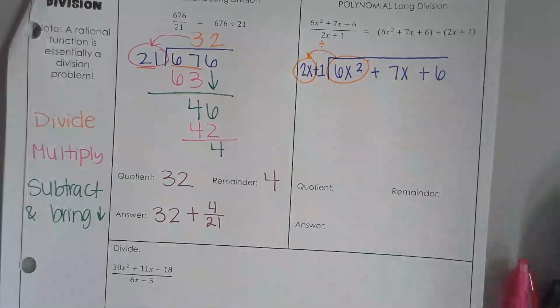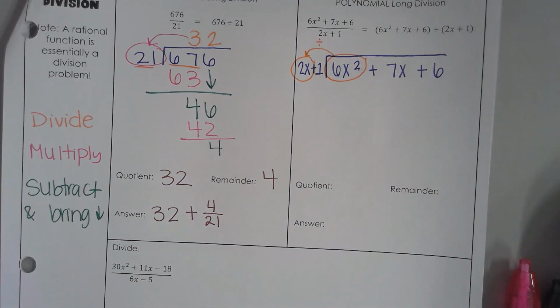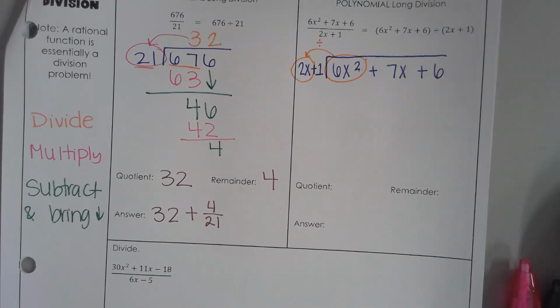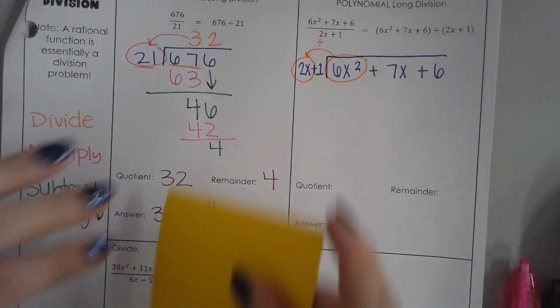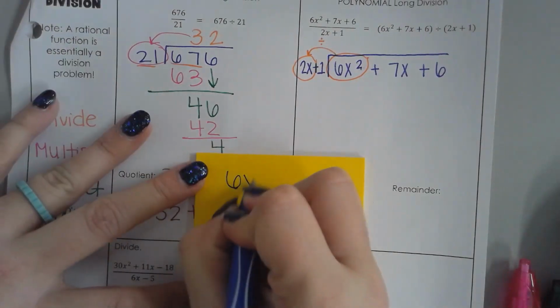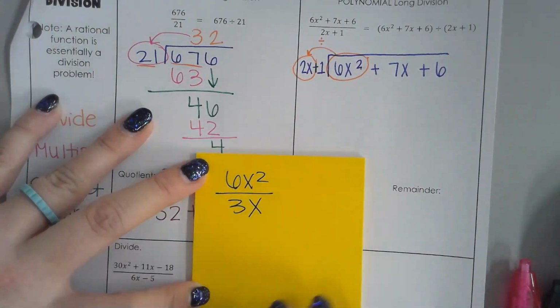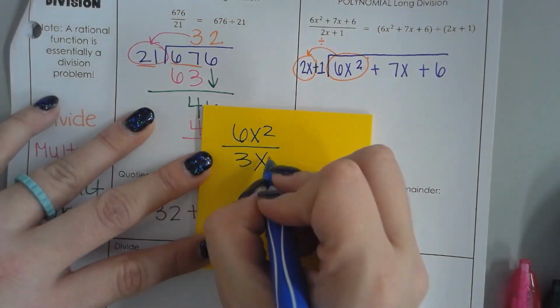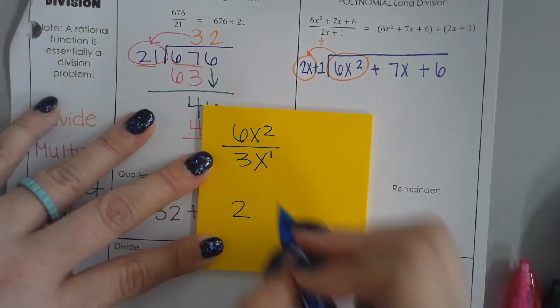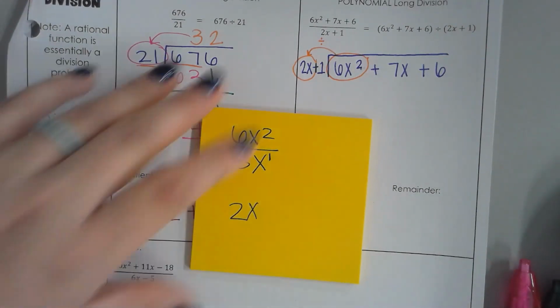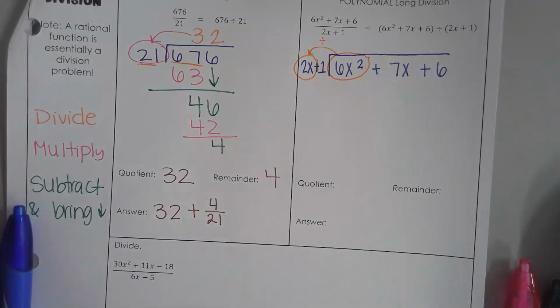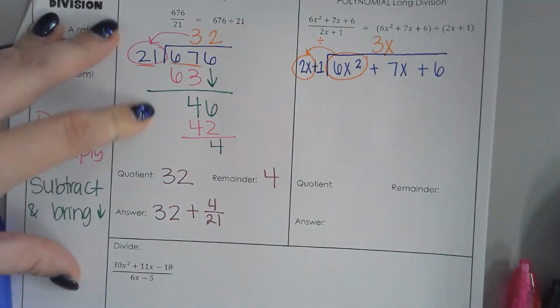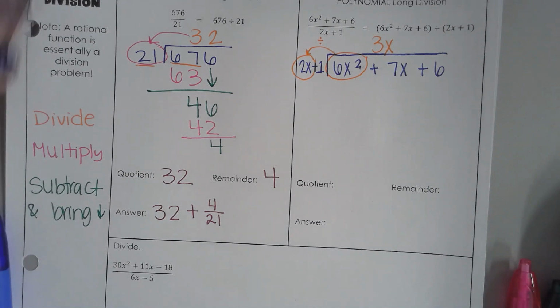What is 6x squared divided by 2x? 3x, right? 6 divided by 3 is 2. No, 6 divided by 2 is 3. X squared divided by x, you basically subtract your exponents, and you have x. Okay. So it's 3x. So we put that up here. So that's my divide step.